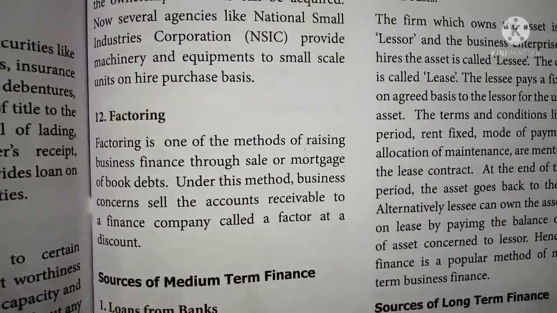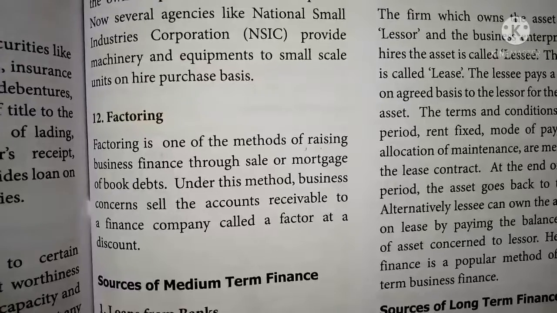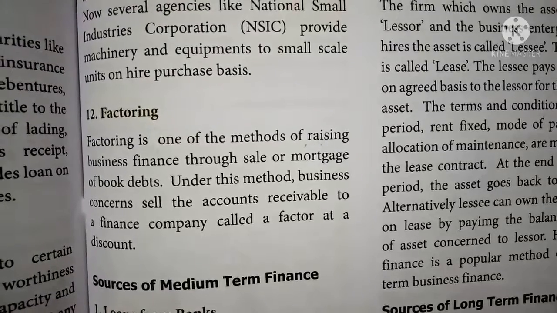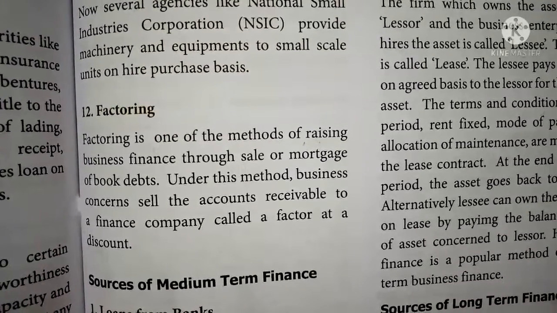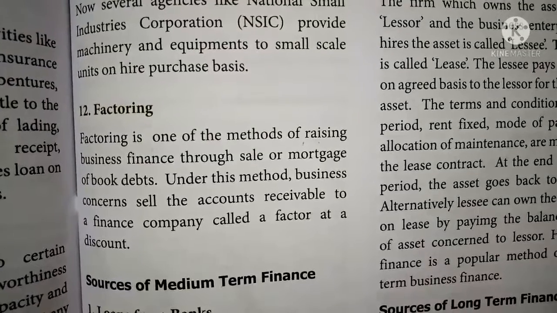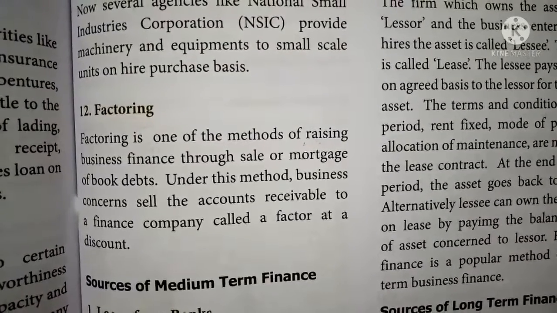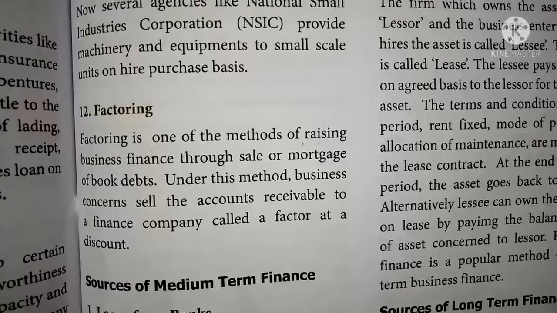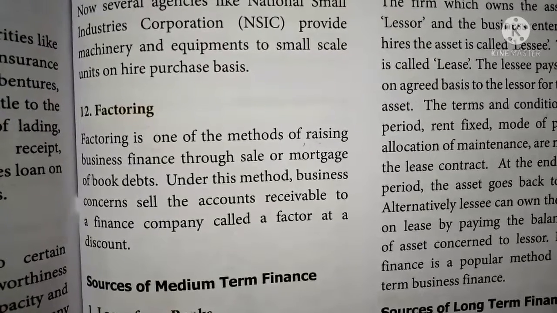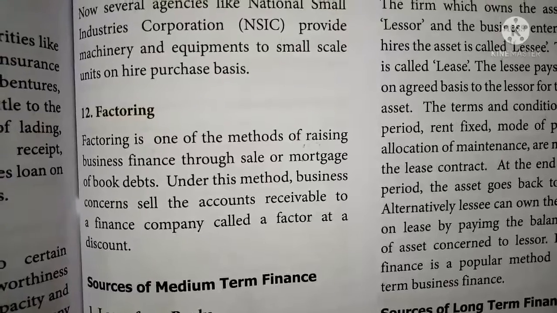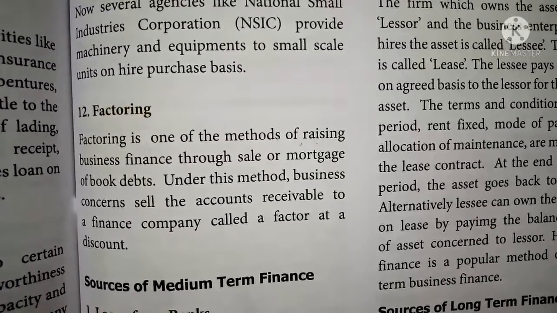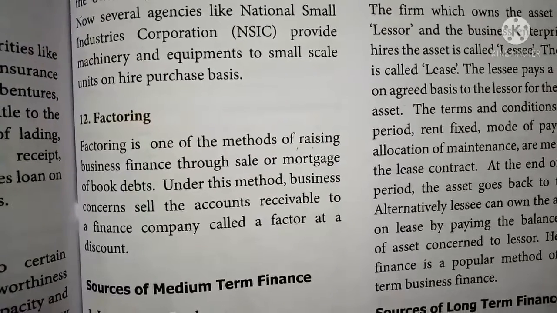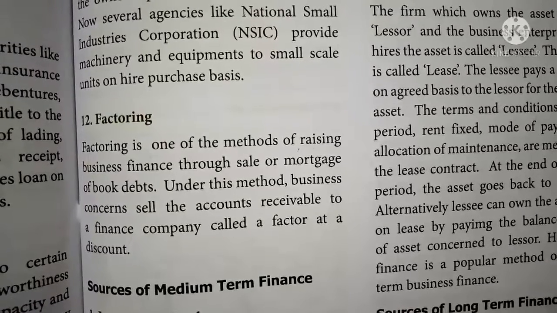Factoring. Factoring is one of the methods of raising business finance through sale or mortgage of book debts. Under this method, business concerns sell the accounts receivable to a finance company called a factor at a discount. So all the book debts can be sold at a discount to the factor. That is, the factor means the person who lends an amount by way of keeping the book debts as collateral security. So these are some of the important short-term business finance sources to get a loan amount.